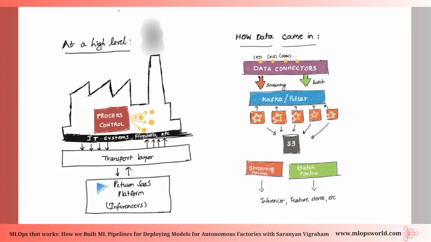So what we ended up doing was building our own transport layer with connectors which could interface with the process control systems inside a plant. From there, it would go to our SaaS platform, we would run inference on that data based on what we are seeing, and we would send the results back through the same transport layer. So if you look at how the world looked inside Petium, there were two paths. We had batch and streaming.